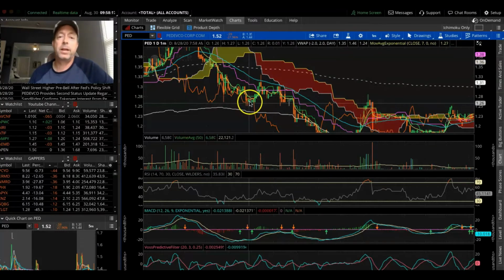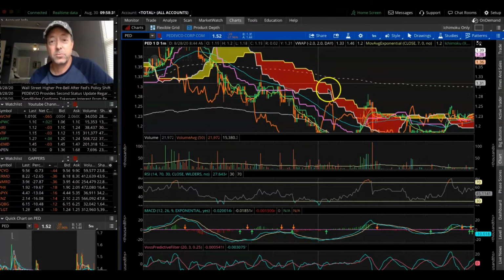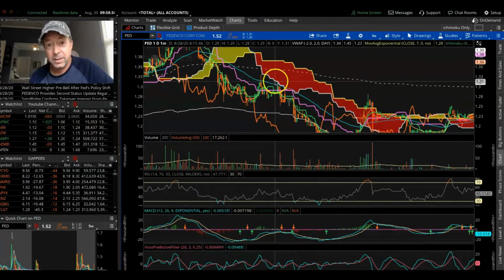But let's say you're right here and you see that, ooh, everything's starting to turn green, right? There's green per minute and it's starting to trend upward and you're thinking, oh, it's getting ready to go back up, and you're not really focusing on this red cloud over here. Well, the bottom of the red cloud and the top of the red cloud can be support and resistance levels too.